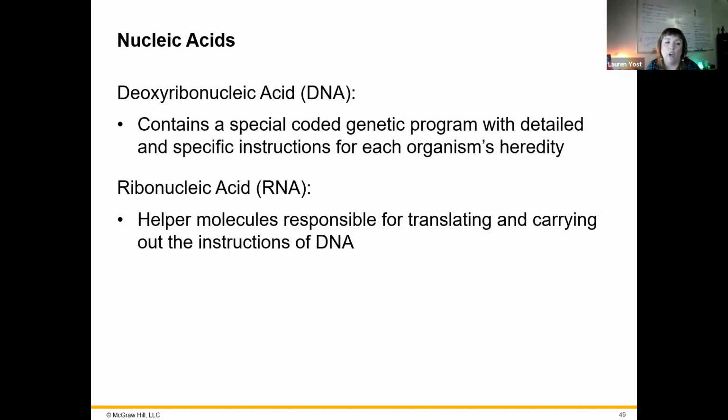Next, we have the nucleic acids. So this is going to be DNA and RNA. DNA is your genetic information. I call it like the blueprint, essentially. And then we have the RNA, which will serve as our copy, our working copy.